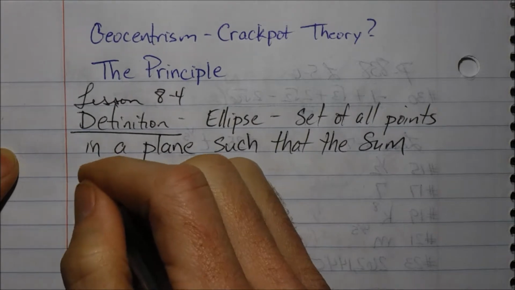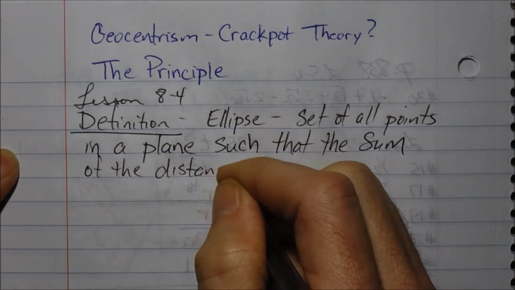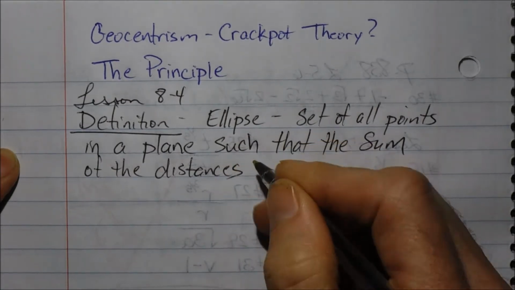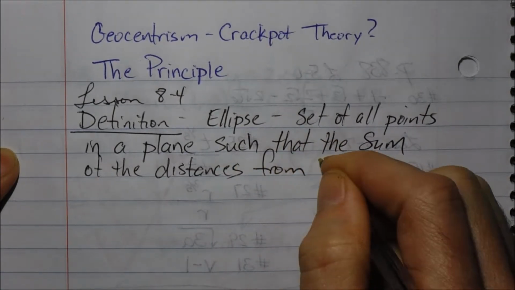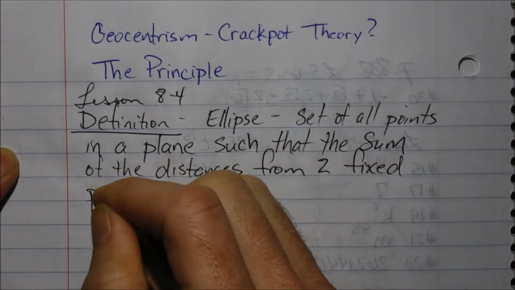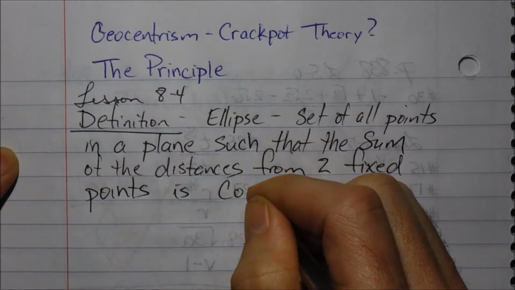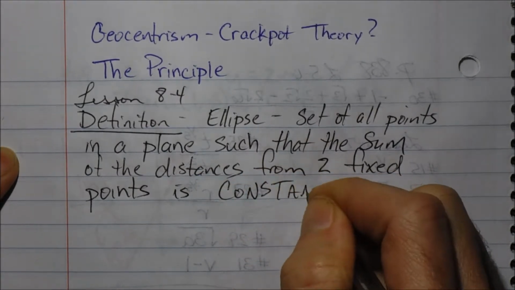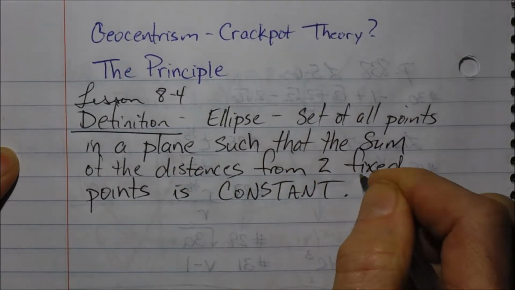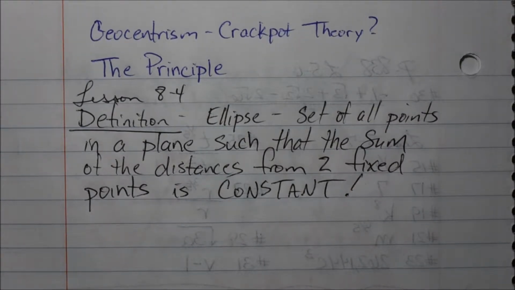The sum of the distances from two fixed points is constant. And then we say, what? I'm not sure I follow your definition. Let me demonstrate it for you.